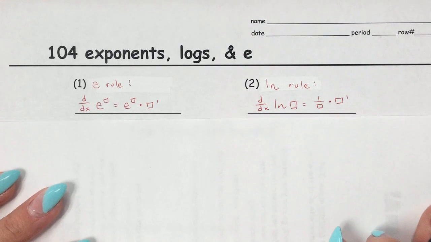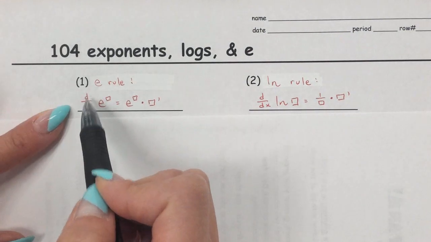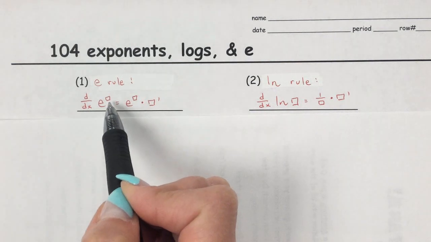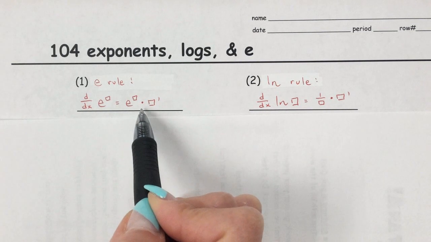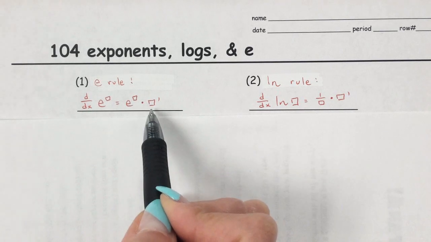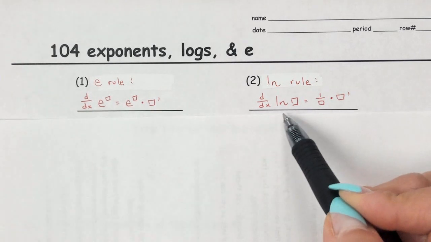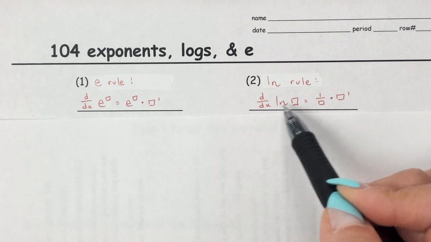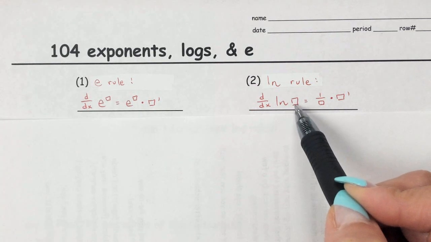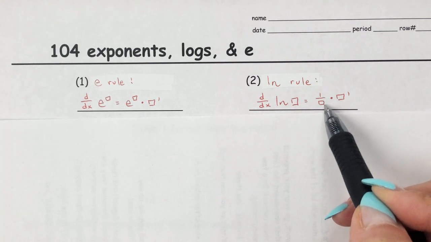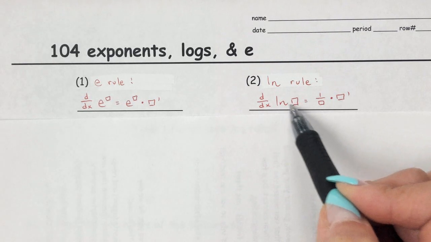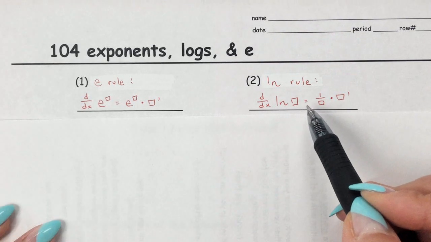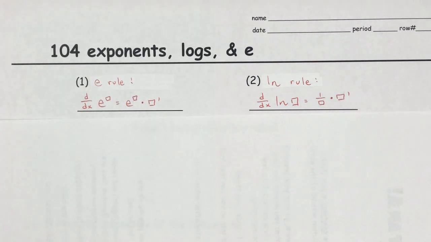So here is each one. The derivative of e to the anything power is exactly the same thing times the derivative of the power. And for ln, the derivative of ln of anything is 1 over whatever that is times the derivative of whatever that was. So I'm going to give you some easy examples to start with.